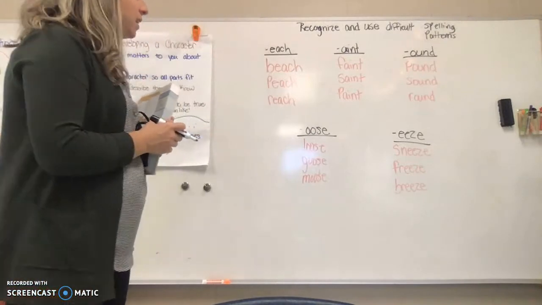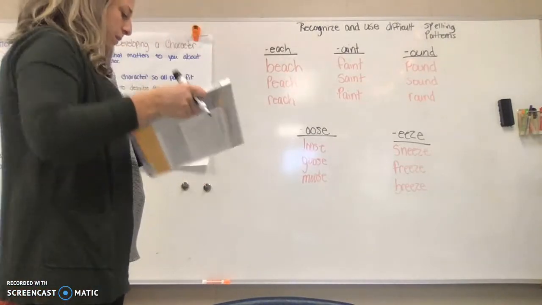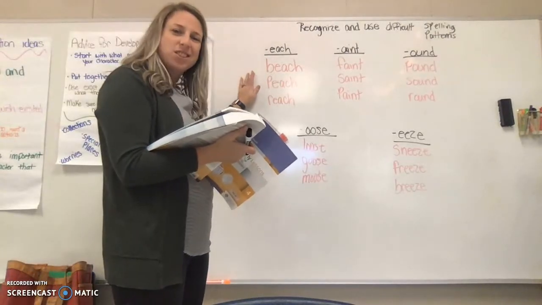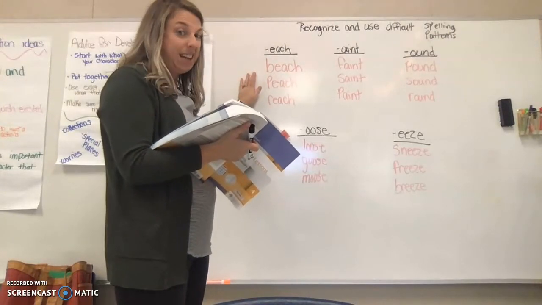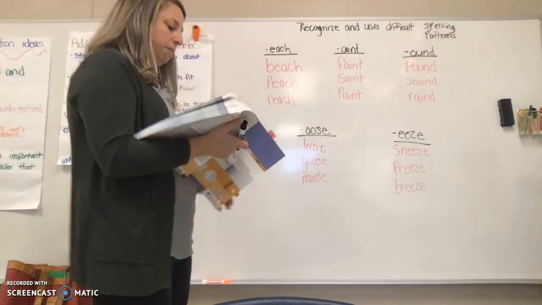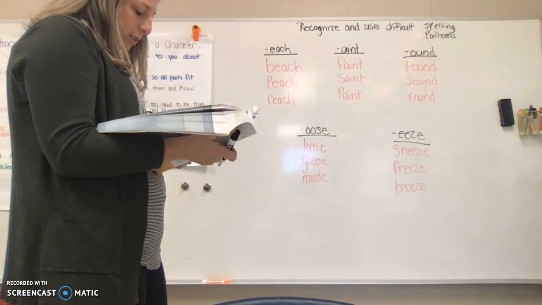So right there, you see how these spelling patterns are a little more complex than just our normal vowel teams like EA or OU. These are going to be more complex, and they're going to have two consonants and two vowels with them.